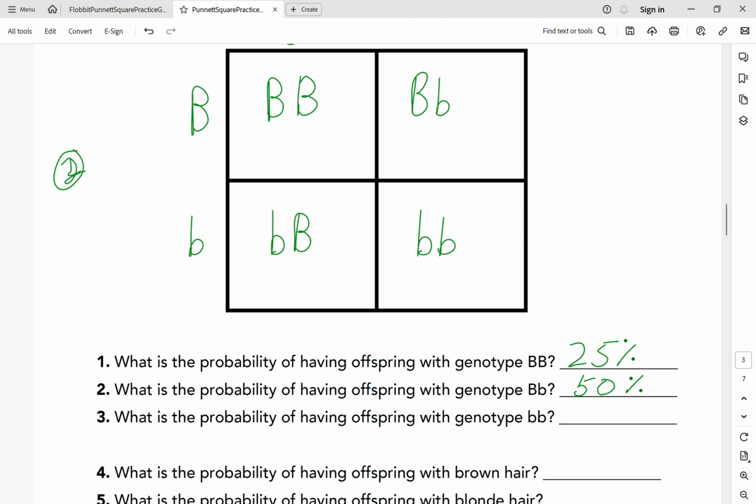What's the probability of an offspring with a genotype little b, little b? Well, little b only takes 1 box, so that's 25% right there.